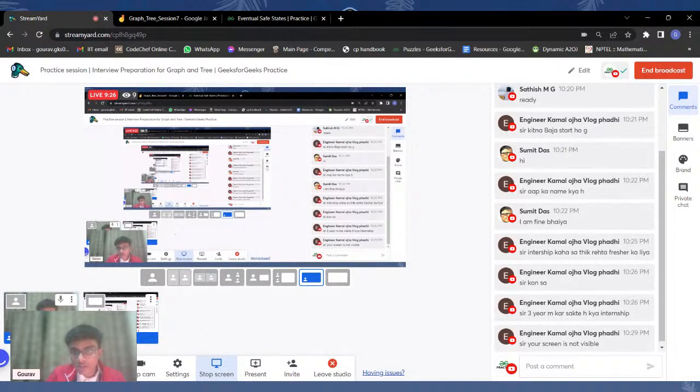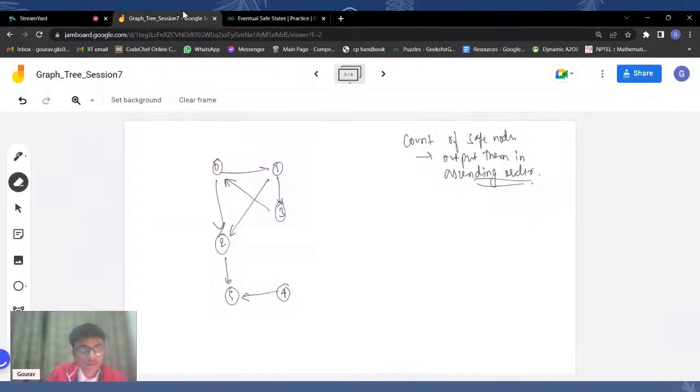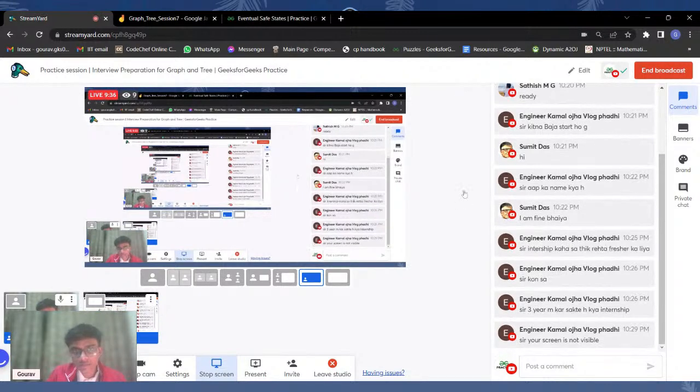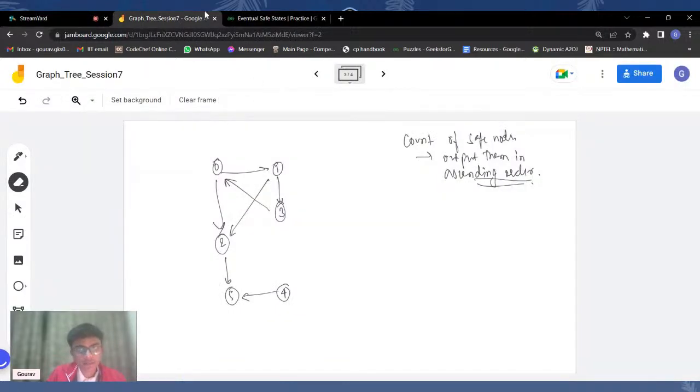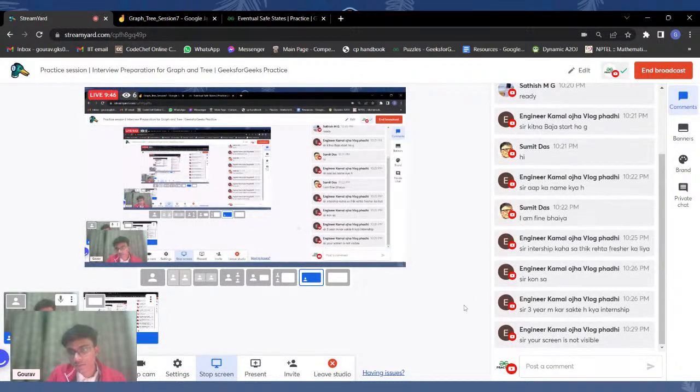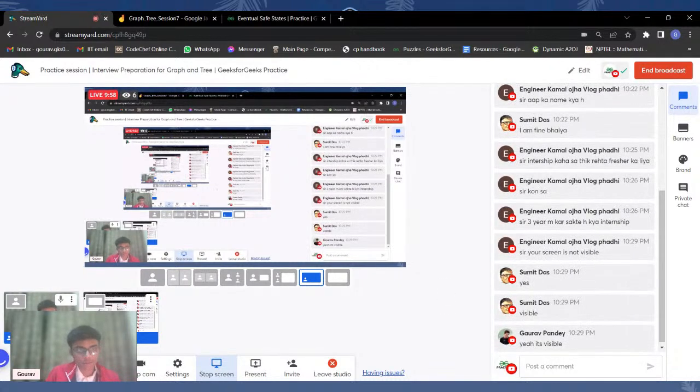Sir, your screen is not visible. I think my screen is being shared, right? Can you all confirm? I can see it myself. You can see the Google Jamboard, right? The PDF that I have. Is there anyone who is not able to see my screen? I guess, Kamal, it's a problem from your end, maybe. Okay, Gaurav, let's continue. Visible, yes.